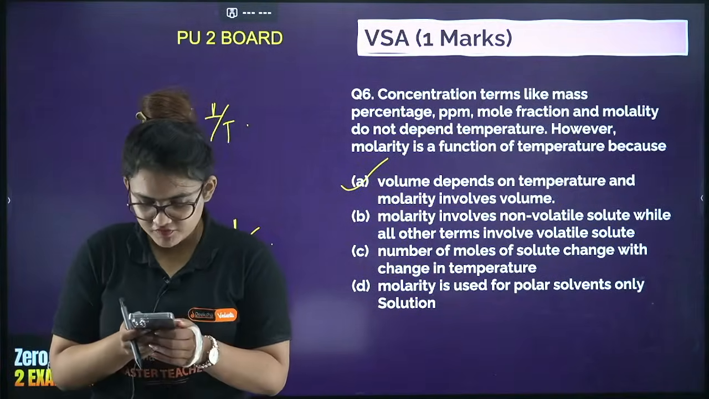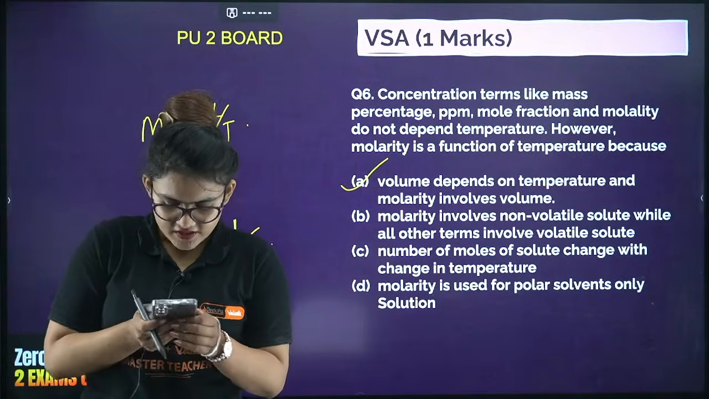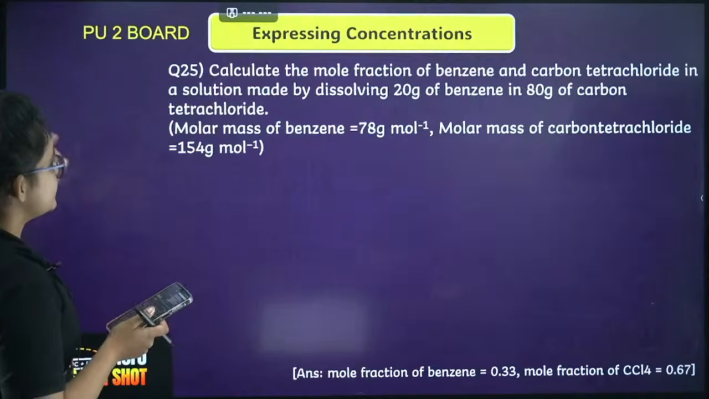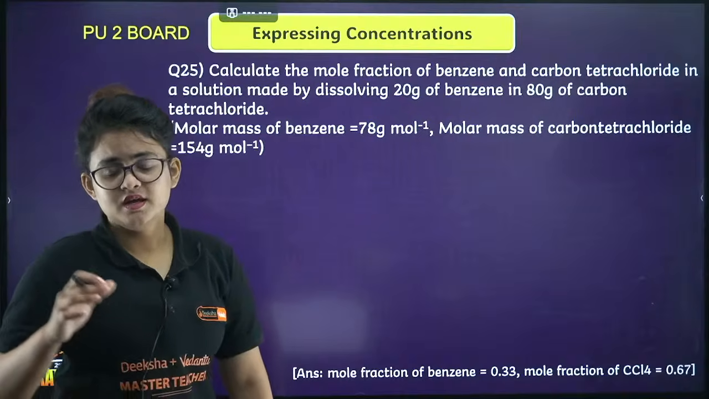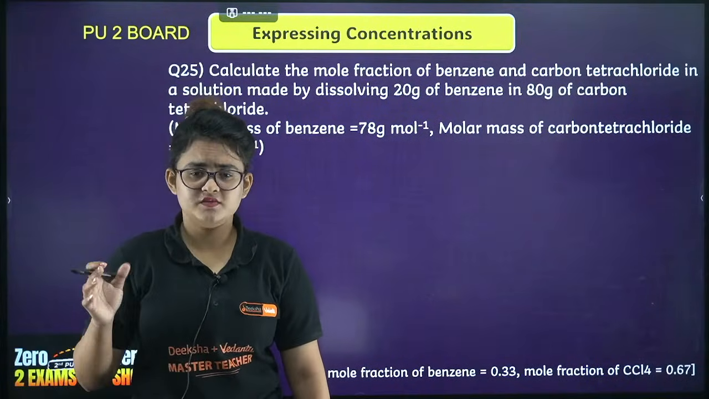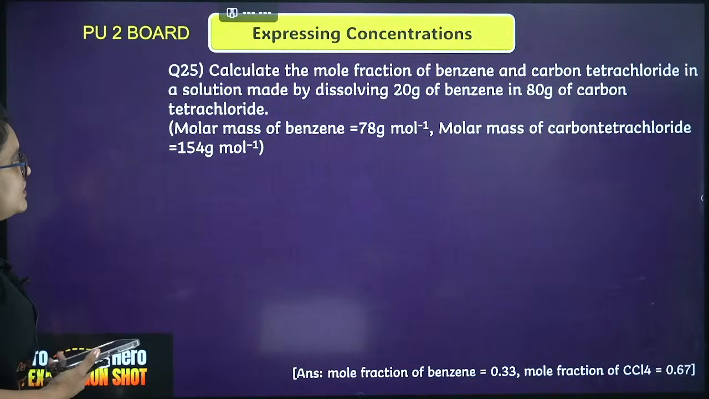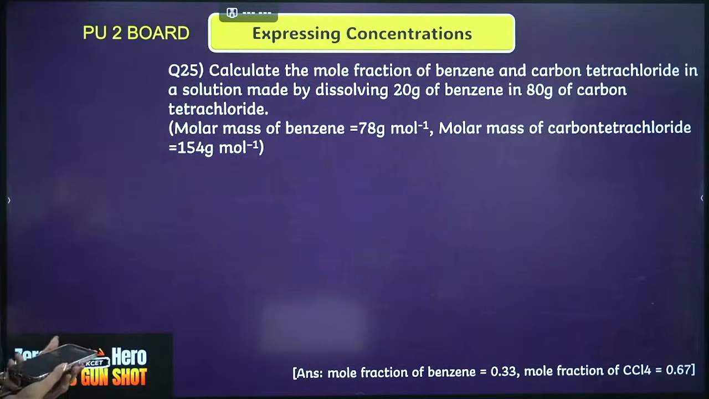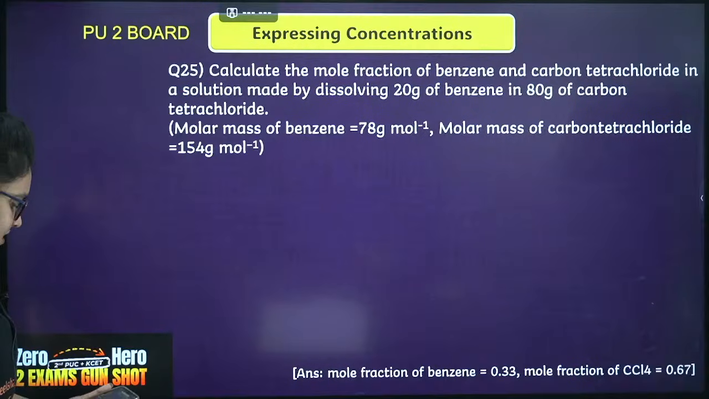Okay, very good. So many of you are giving the correct answer. Pradyun, okay, very good. Let's proceed. Here you can see this is also a pre-board question, I mean PU2 examination, from the previous year. Calculate the mole fraction of benzene and carbon tetrachloride in a solution made by dissolving 20 gram of benzene in 80 gram of carbon tetrachloride.